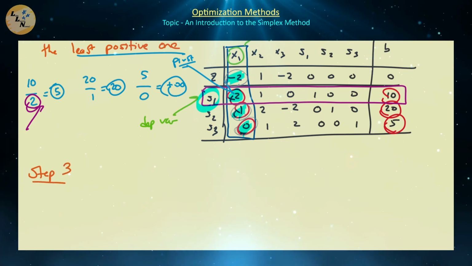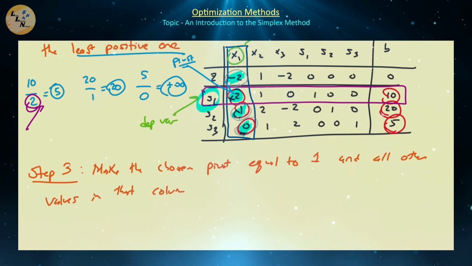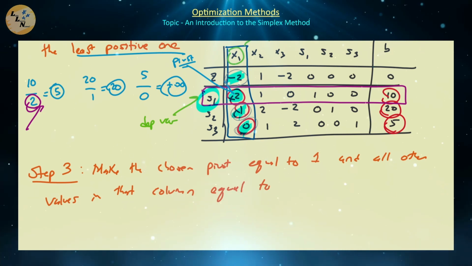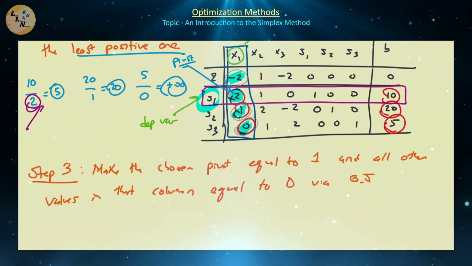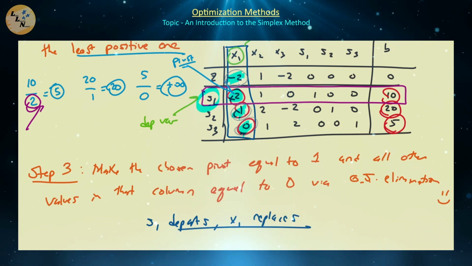So step 3 of the first iteration is make the chosen pivot equal to 1 and all other values in that column equal to 0 via Gauss-Jordan elimination, which we should know how to do already. And also keep in mind, S1 departs and X1 enters and replaces S1. So let's go ahead and go through that process.